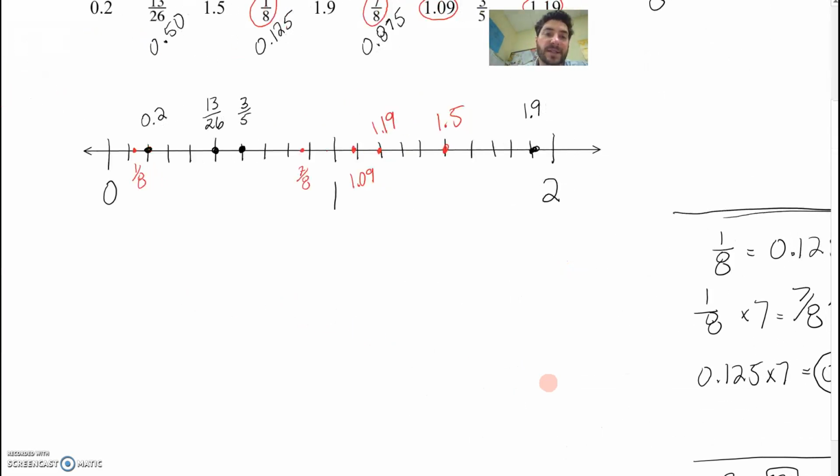So that is the 8/10. So 1, 2, 3, 4, 5, 6, 7, 8 tenths. And it's 75% of the way between the two. So here's half, here's a quarter, here's 3/4. So that's where I put 7/8. All right, sorry guys.